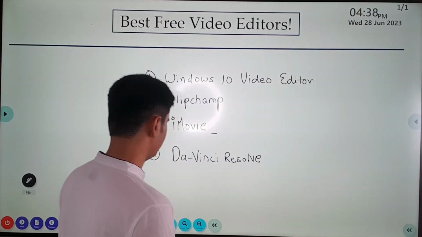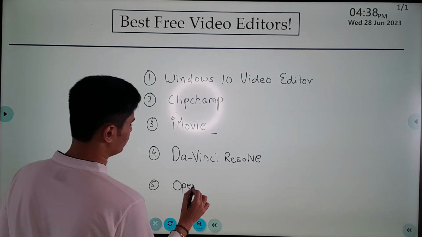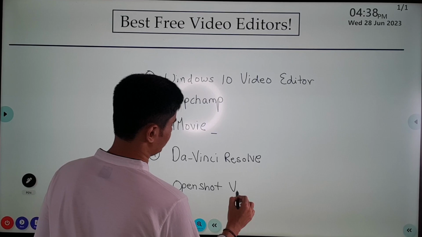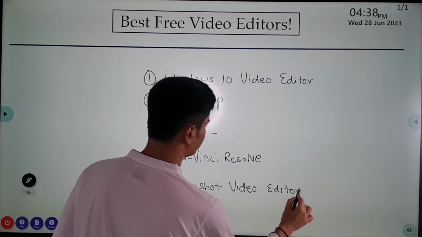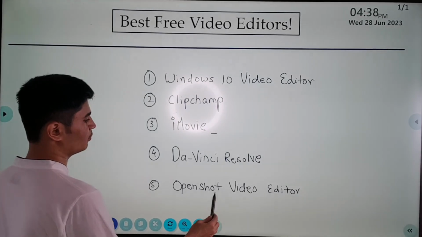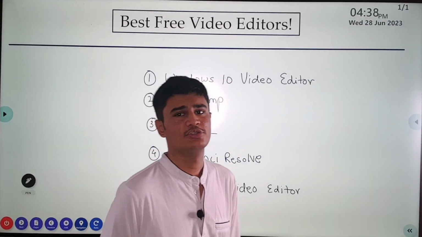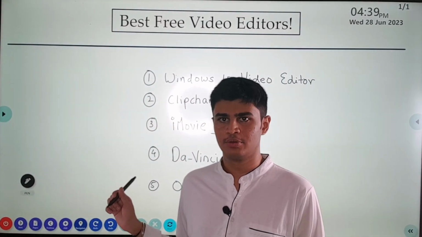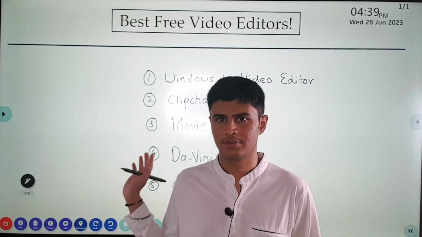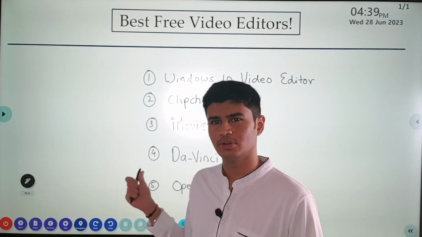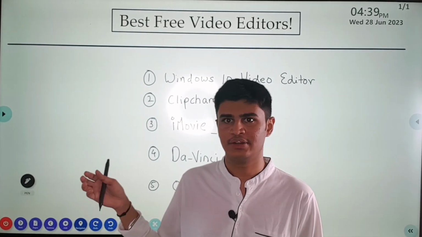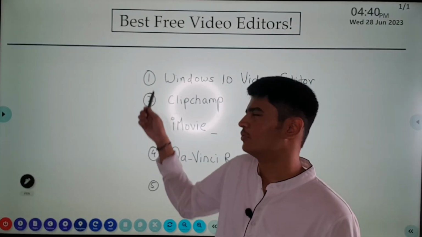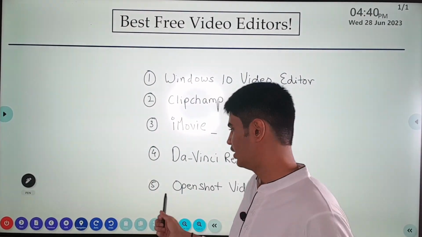Now the fifth one is OpenShot Video Editor. You might have heard this name for the first time, but it is also a good application. You can download this application by searching OpenShot Video Editor on Microsoft Edge or Google Chrome, and you can download the APK from there. This is also one of the good video editors available for free on the internet, but the UI is not great. You can edit videos, you can add transitions, and you can layer different videos, but I will recommend go for the first four first. If you don't like them, then go for this one.